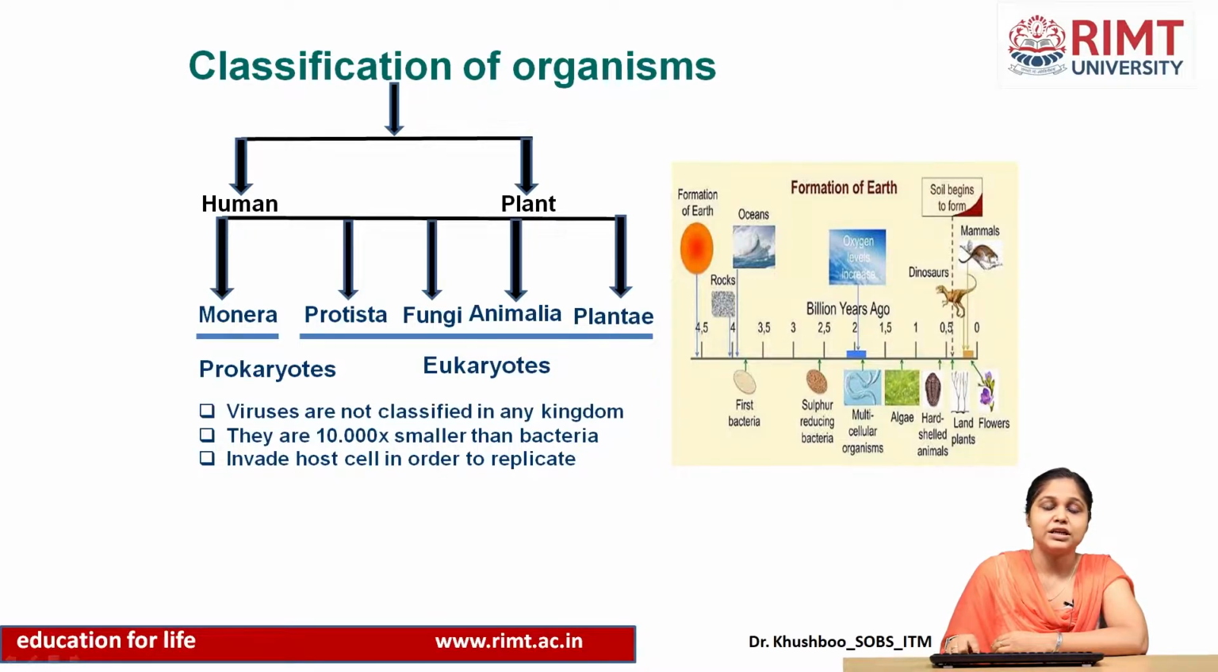It means these are the microorganisms which have a primordial nucleus, that means a nucleus without a nuclear membrane. And in eukaryote, eu means new, and karyote means nucleus. It means those microorganisms have a new nucleus, meaning a nucleus having a nuclear membrane around it.